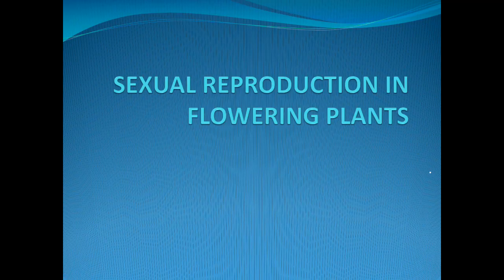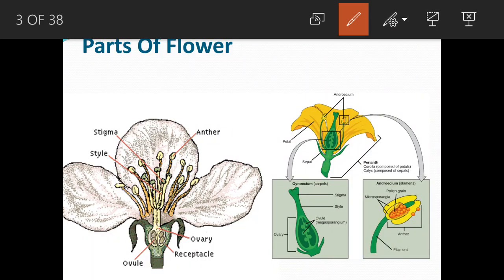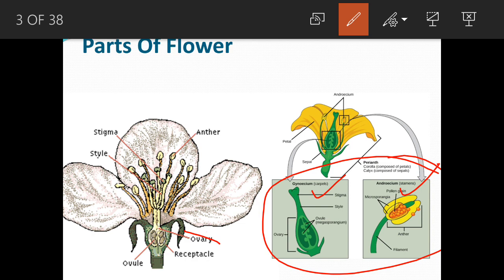Today we will study sexual reproduction in flowering plants. First of all, we should know the various parts of a flower. A flower consists of androecium, that is the male part of the flower, and gynoecium, which is the female part of the flower. Both these parts present in the flower are the reproductive parts, whereas the green part of the flower, which protects it in the early stages in the formation of the bud, is known as sepals, and the colored part of the flower is known as petals. These two are non-reproductive parts of a flower.